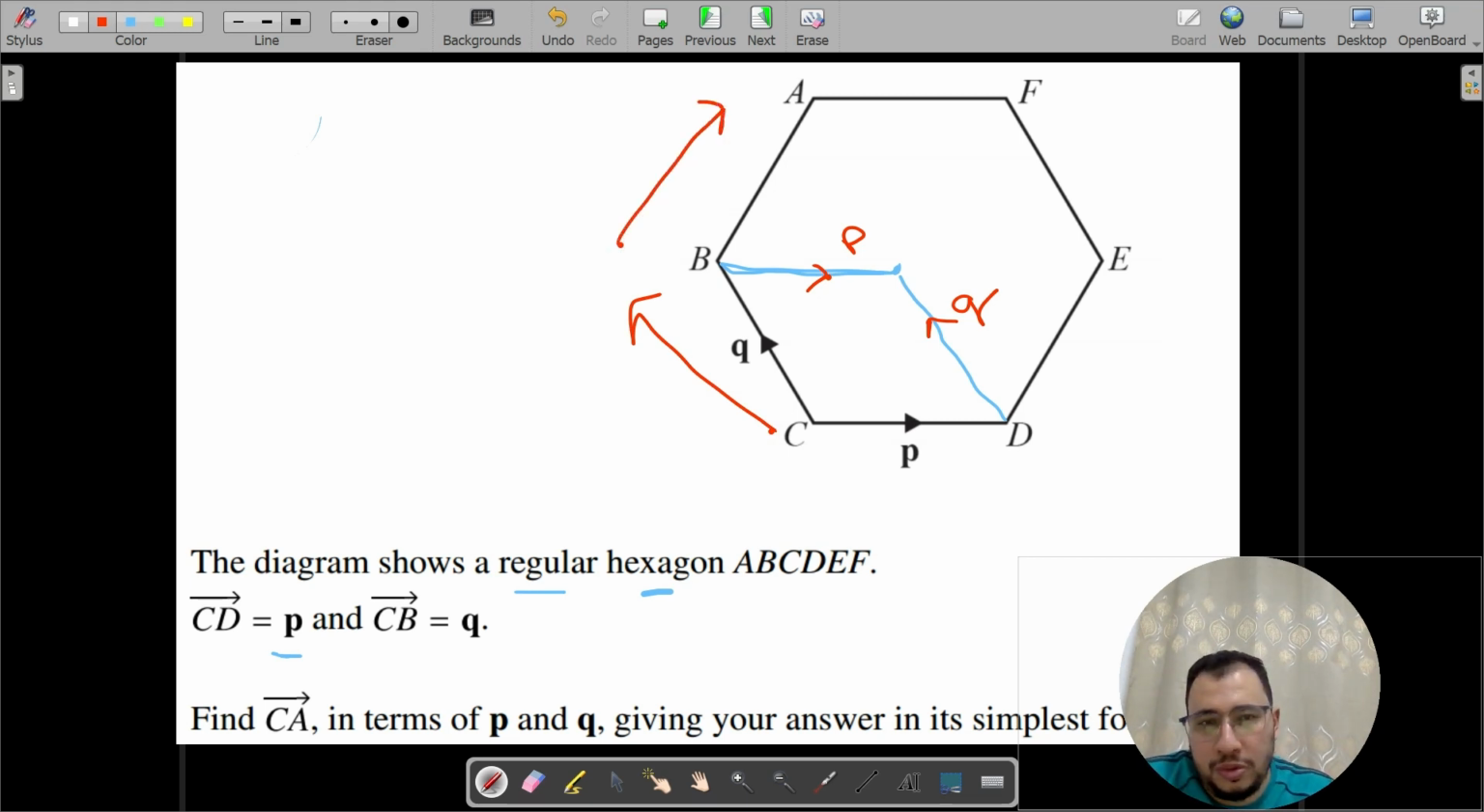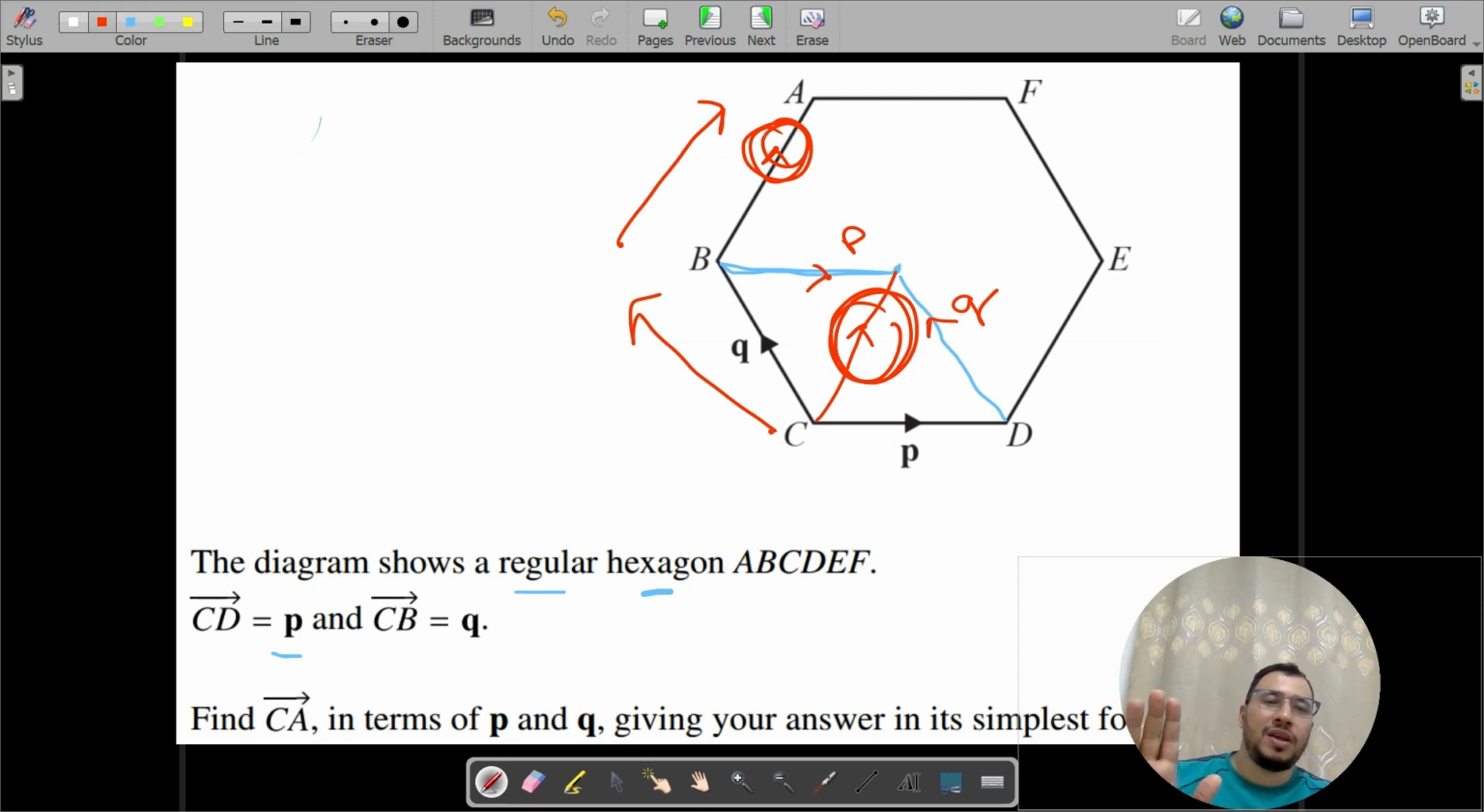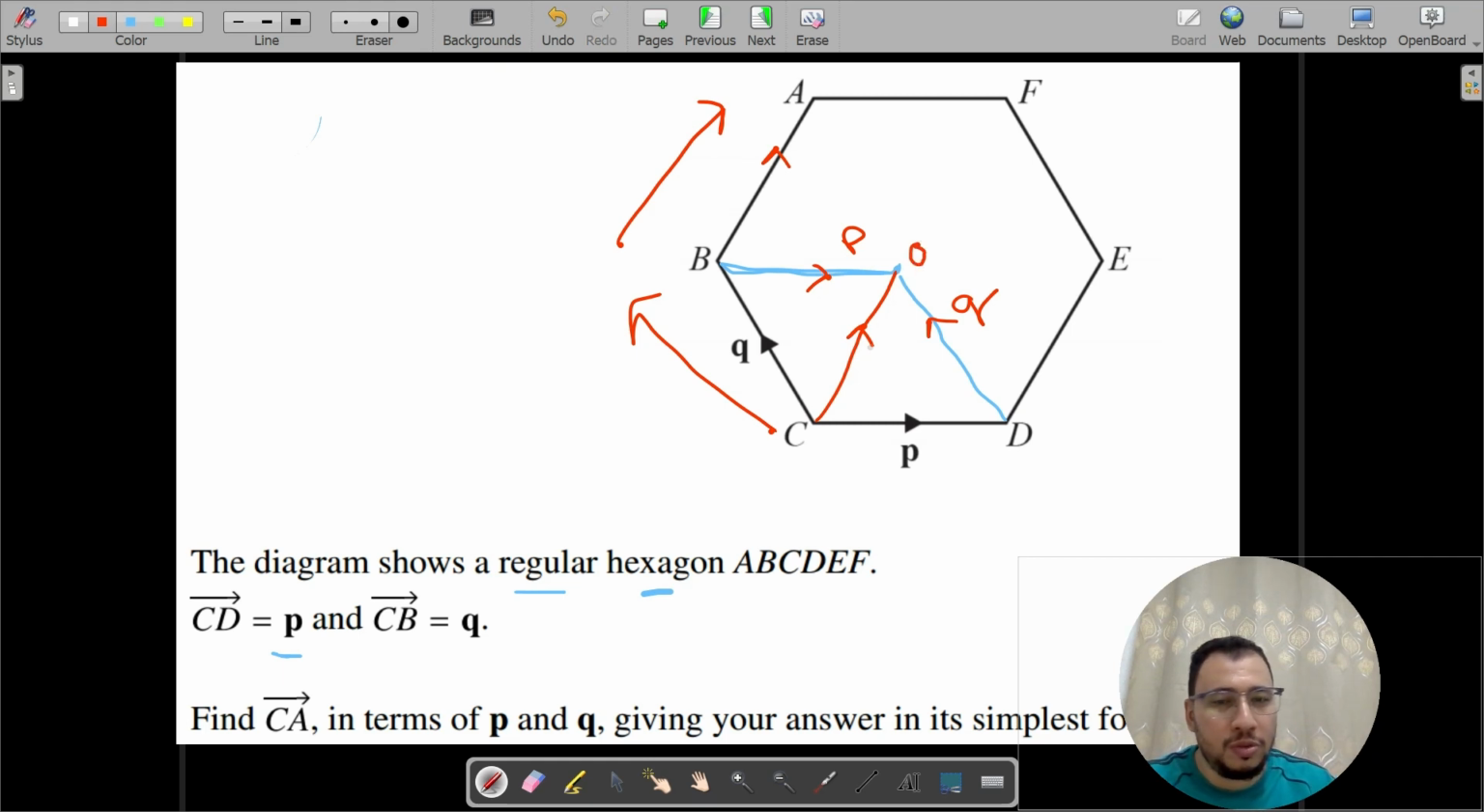BA is unknown, and nothing is connected to it to find it. What we are going to do is find a line parallel to BA. I'm going to draw it here. This line is parallel to that. If I find this vector here, it's going to be the exact same vector there, and things will be easier for me. So now our first goal is to find this vector. Let's call this point O to make things easier for us. How can I get CO?